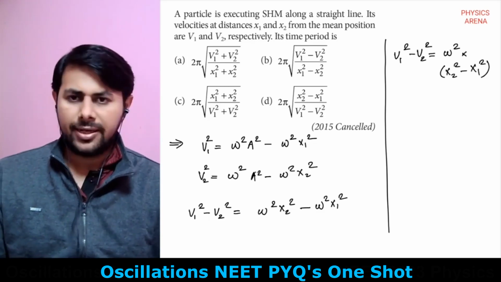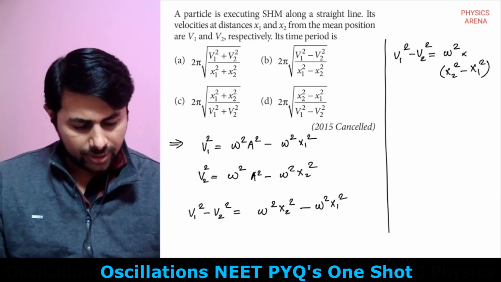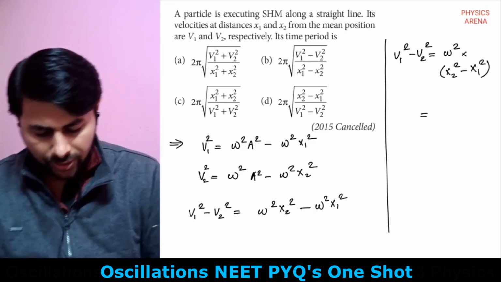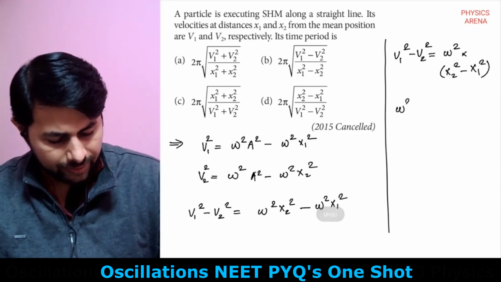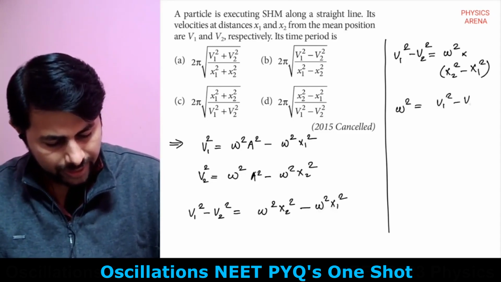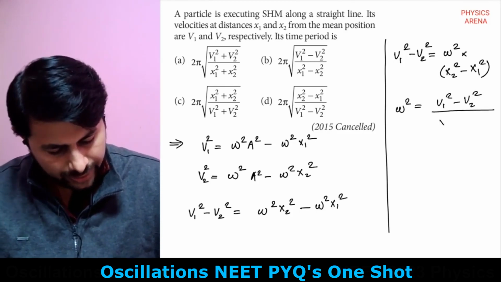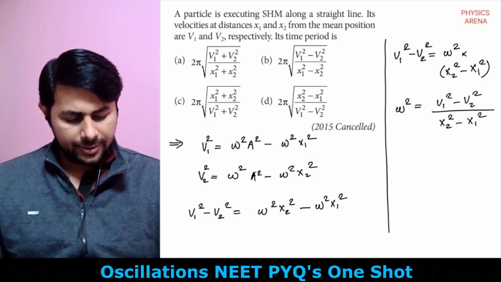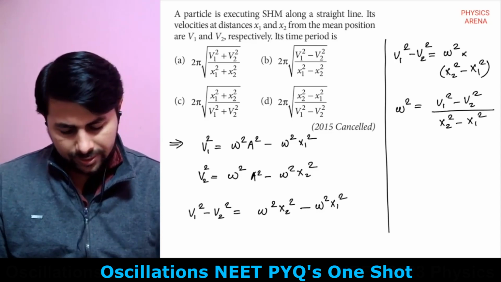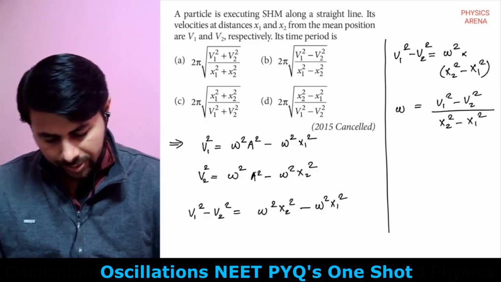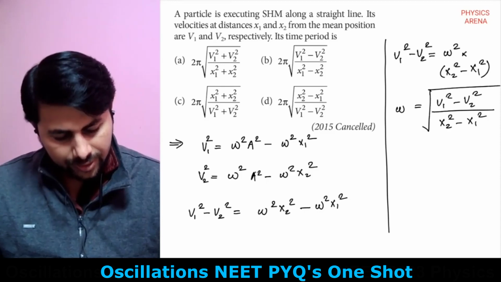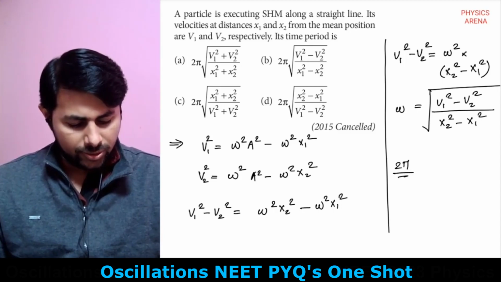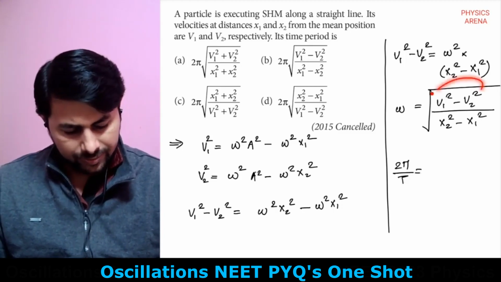Okay, so we want to find out the time period. What is omega? Yeah, let's take this on the other side. So what do we get? Omega square equals v1 square minus v2 square upon x2 square minus x1 square, right? And then we can take square root of this. So we get omega. And what is omega? It is 2 pi upon T. So 2 pi upon T is this thing.